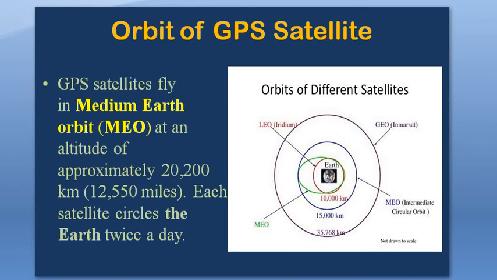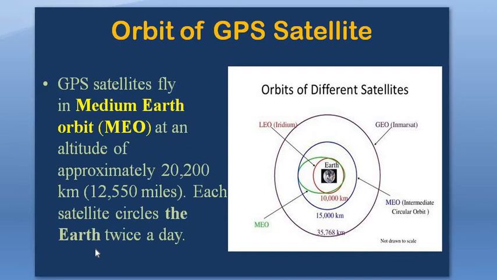So here we have to know the orbit of the particular satellite also. Our GPS satellites work in the medium earth orbit. There are different orbits of the earth. GPS satellites fly in the medium earth orbit at an altitude of approximately 20,200 kilometers from the earth. That is nothing but 12,550 miles away from the earth. So each satellite circles the earth twice a day only.